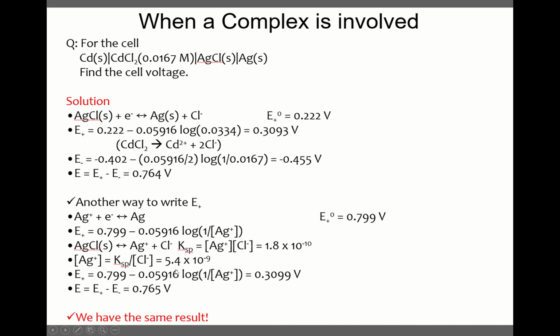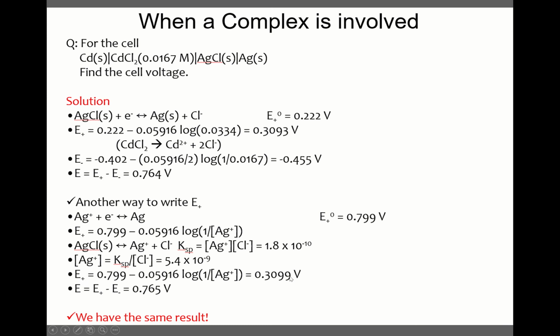Here is another way, which is to use KSP for AgCl. Instead of writing it this way, we can write silver ion plus electron to produce silver. Then the standard reduction potential is 0.799 volt. Then we write this equation using KSP, and we can rewrite it in the next equation, and then we get the cathode potential, which gives just 0.3099 volt.